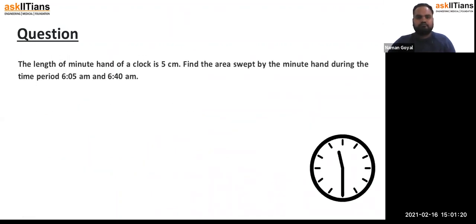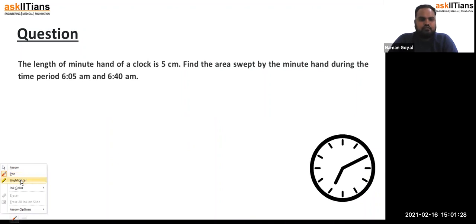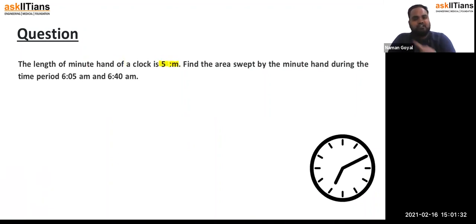Okay, now there is another question. We are going to do this. The length of the minute hand of a clock is 5 centimeters. So basically the radius of that clock is 5 centimeters. Find the area swept by the minute hand during the time period 6:05 am to 6:40 am.